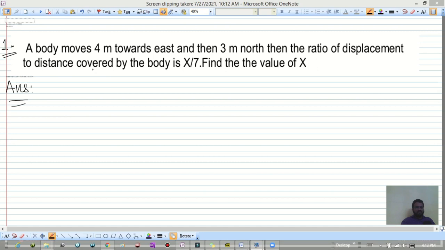So let's start with kinematics DPP 7, and in this we have the first question. As you can see, mostly we'll do integer type questions and some multiple choice also. This is the first question: a body moves 4 meter towards east and then 3 meter north. Then the ratio of displacement to the distance covered by the body is x is to 7. Find the value of x.